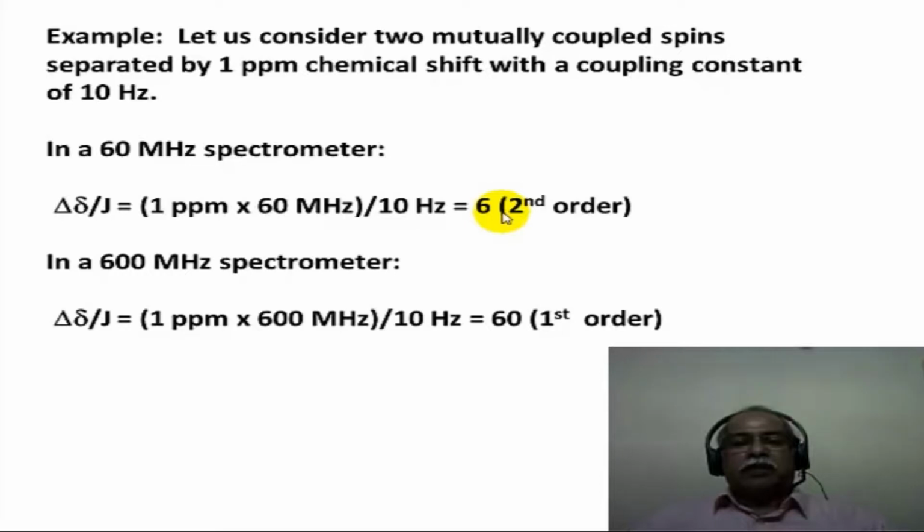However, when you move to a 600 MHz NMR spectrometer, the delta delta would be 600 Hertz, and when it is divided by 10, you get 60, which is well within the first order domain of the NMR spectrum. So you can see from this how the change in the delta delta value with increasing spectrometer frequency increases the ratio delta delta by J to a higher number, thereby reducing the complexity of the spectrum.